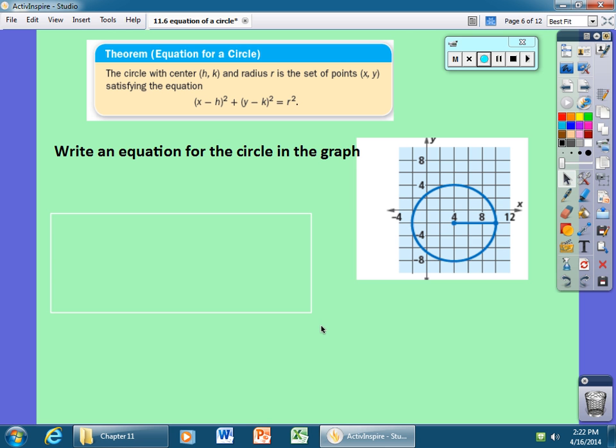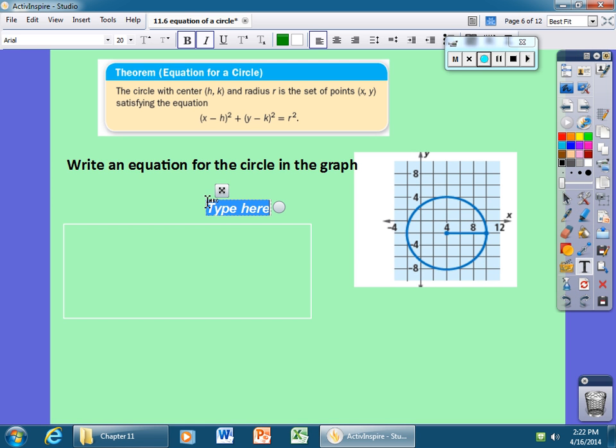Alright, so let's look at one on the graph. If I look first, I want to find out what is the center of this circle. The center of this circle is at 4 on the x and negative 2 on the y. So there's the center of my circle. It's 4, negative 2. The next thing I need to know about the circle is the radius. Well, it's a straight line, so I can just count the radius: 2, 4, 6. So the radius is 6.